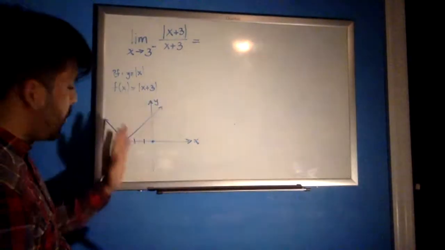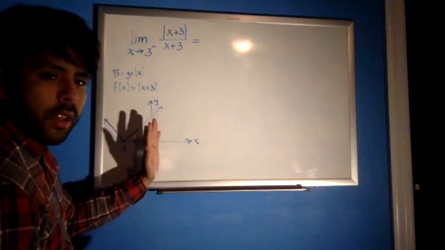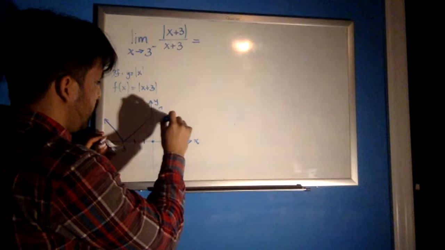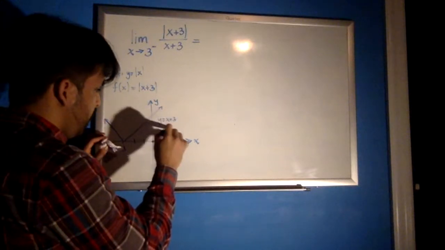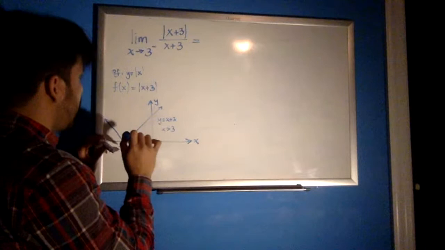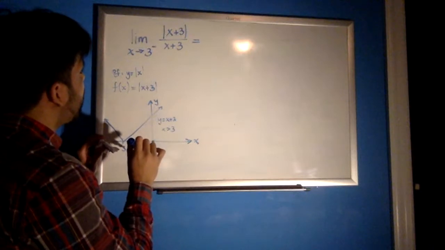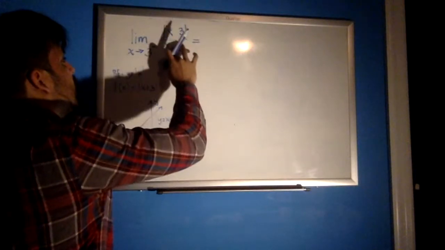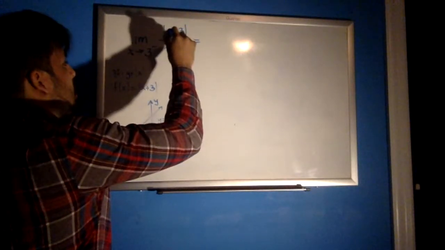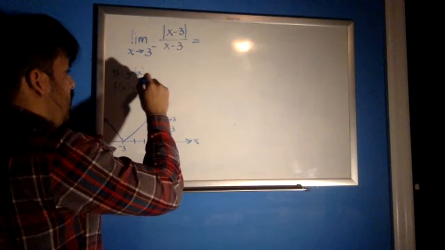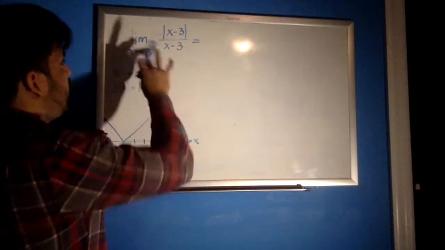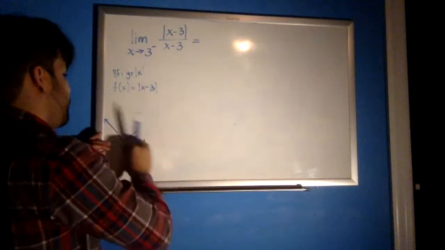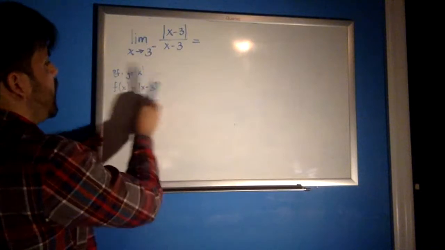So that means that to the right of 3, my function is y equals x plus 3. That's if my x values are bigger than 3. Negative. Sorry, this should be minus 3. Let me just rewrite this. This is what I meant to say. Sorry about that. So x minus 3, right?